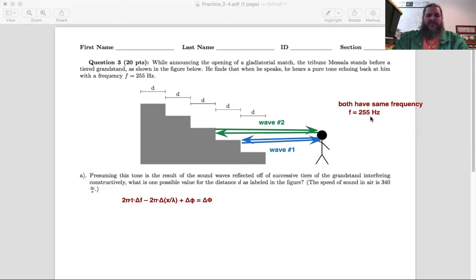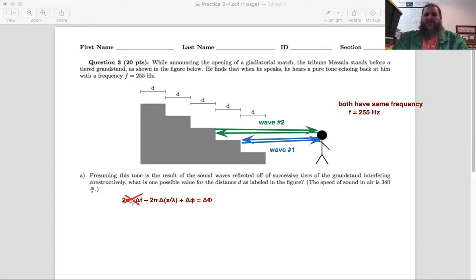And since the frequency is the same, what does that tell you about this 2 pi t delta f term? It's just 0. Right. If there's no difference in frequency, then that delta f is 0. And also there's never really going to be a difference in time because both waves arrive at your ears at the same time. So that means this whole term is 0. And that's good to know because first of all, it means we don't have to care about it. And also it means that time doesn't matter. There's no time dependency here.